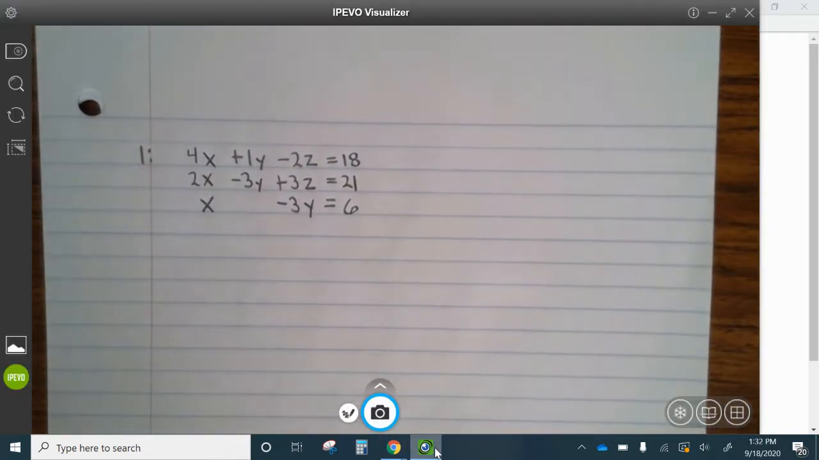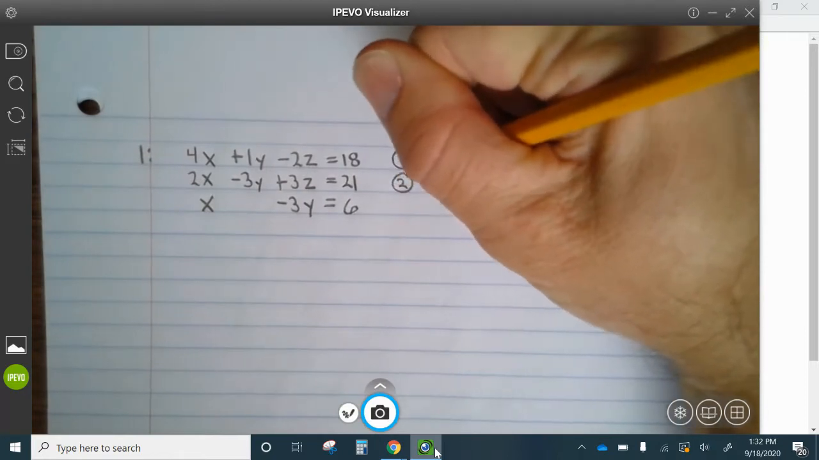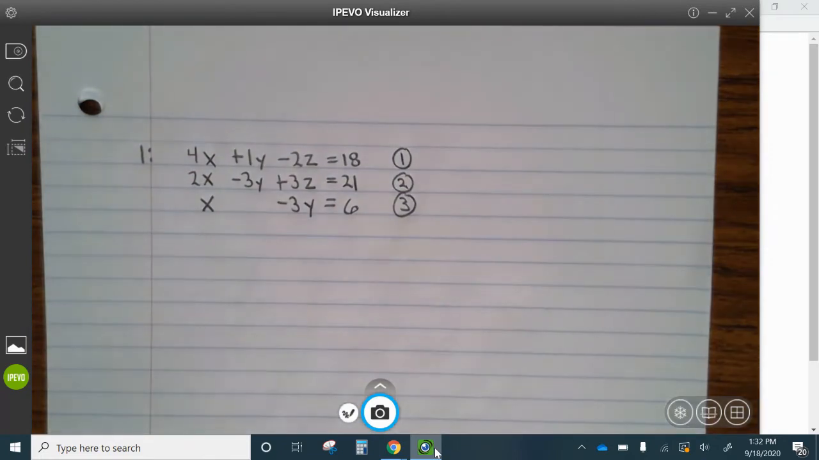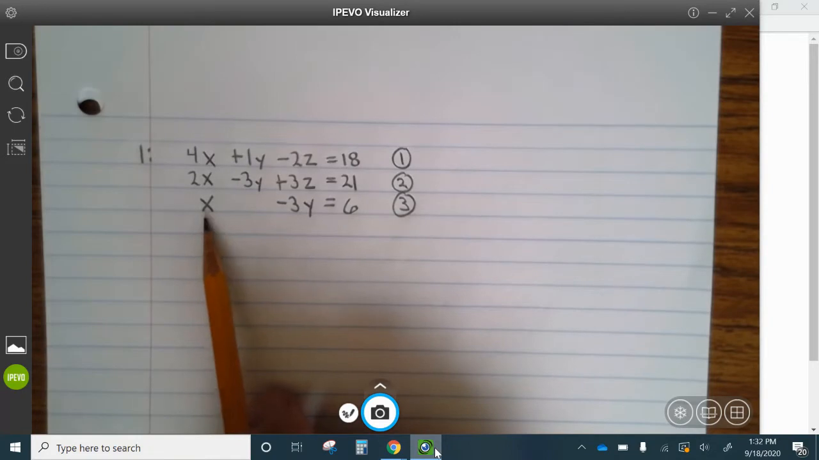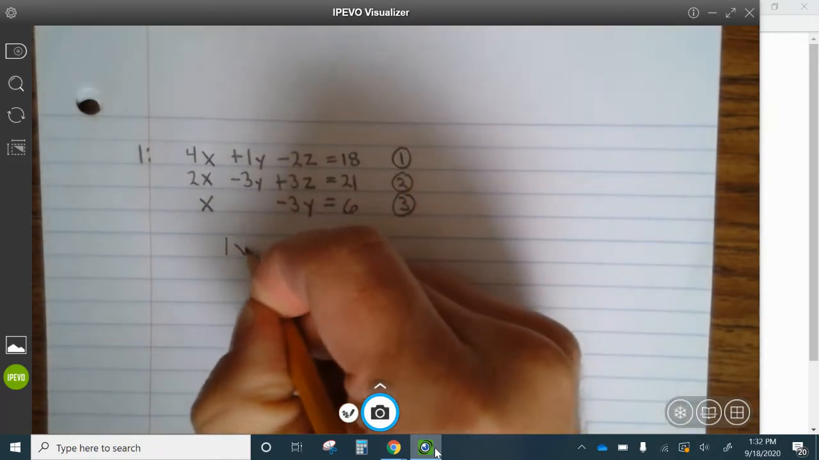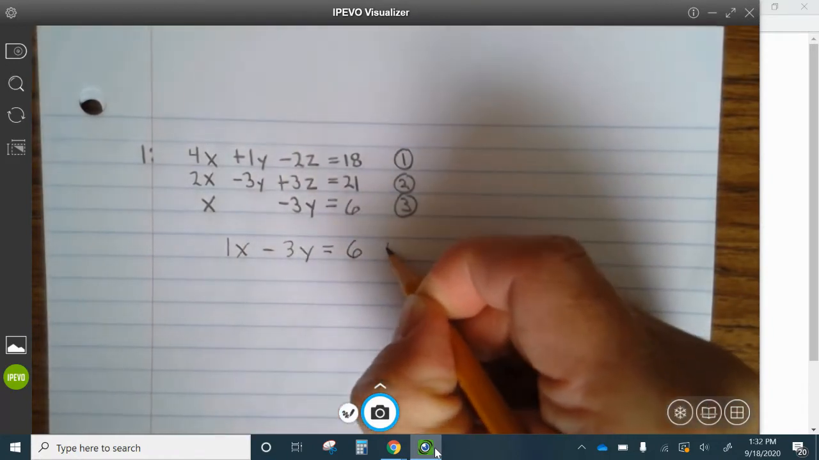Now it says solve by substitution, but really when it says substitution or elimination, I'm going to use the same method, and I'm not going to use substitution or elimination. I'm going to use a kind of combination of both. Now you want to number these as equation 1, 2, and 3. Now they've made this problem easier for us because we can make equation 3 our equation 4 because it only has 2 variables. So let's go and do that. So we have 1x minus 3y equals 6, and that's going to be equation 4.